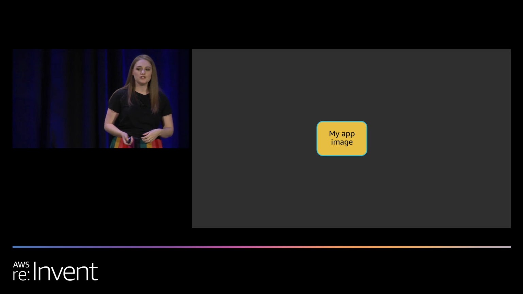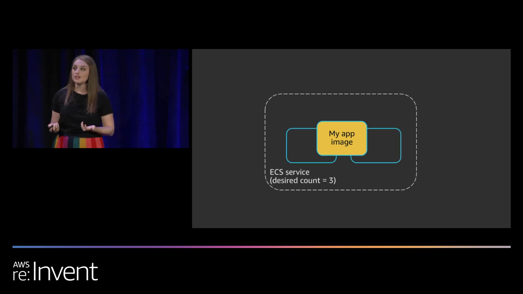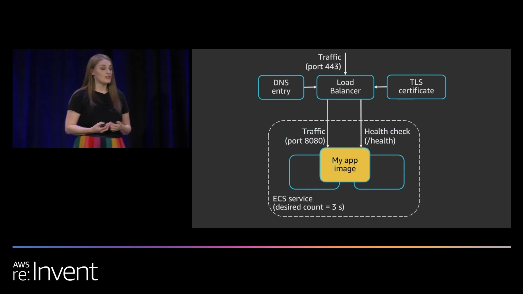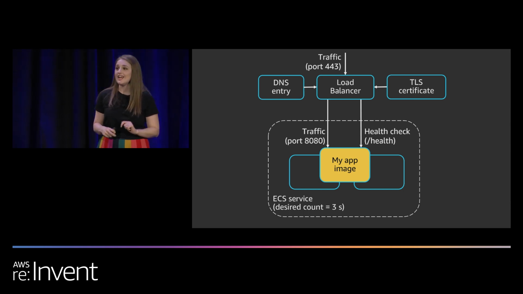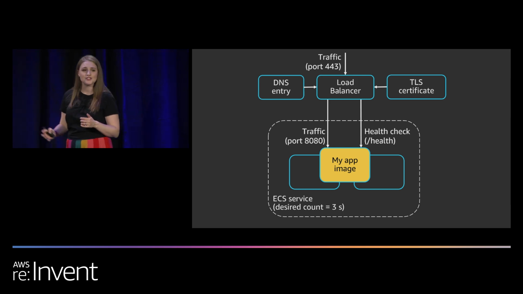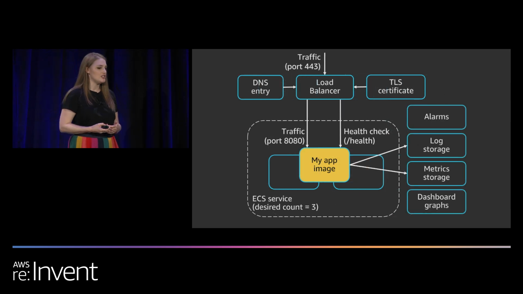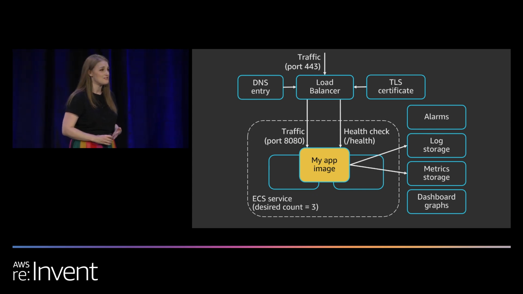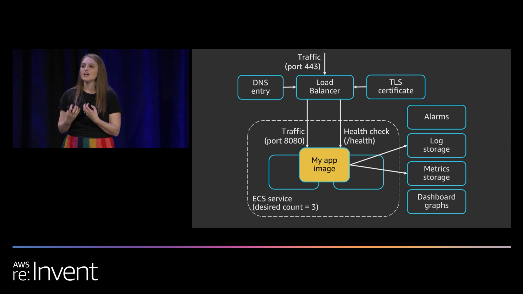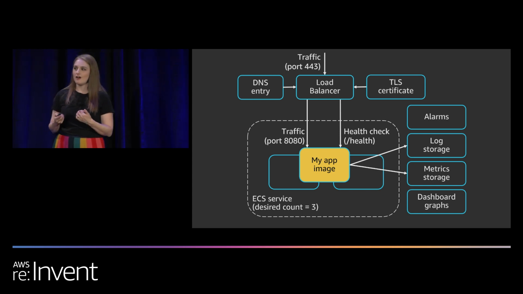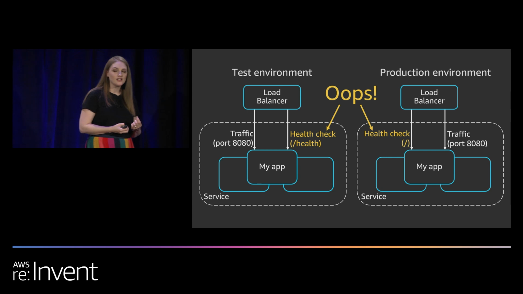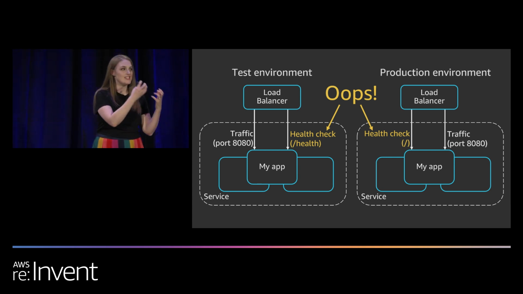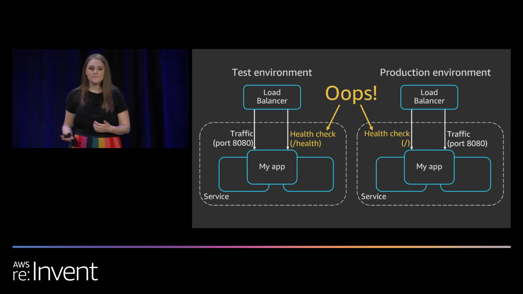So if we have this application image, we also have an ECS service around it that has its own configuration, like desired count. Then if we have a load balancer, we've got to set the traffic port, we've got to set the health check, we have to have a security group, we have to have a DNS entry, we've got all the load balancer configuration, the TLS certificate. And then of course we want our application to be observable, so we've got alarms and logs and metrics and dashboards. So there's so much configuration here that can impact our application in production. So it's so easy for me as a developer logging into the console, going to the load balancer console, creating these load balancers by hand in test and production. And it's so easy for me to just have the wrong health check there.